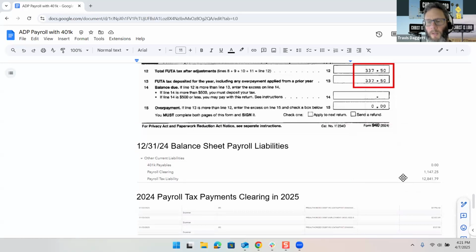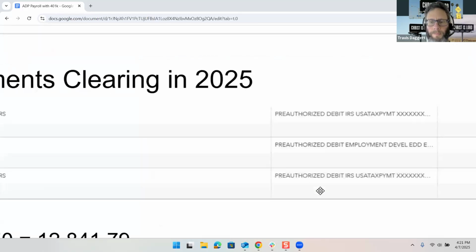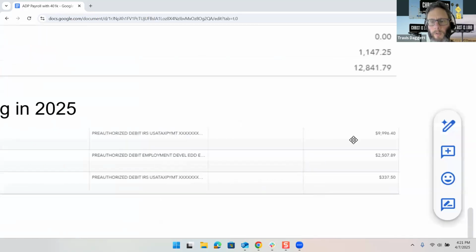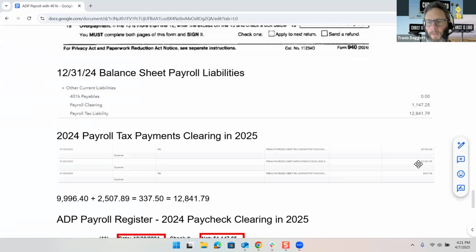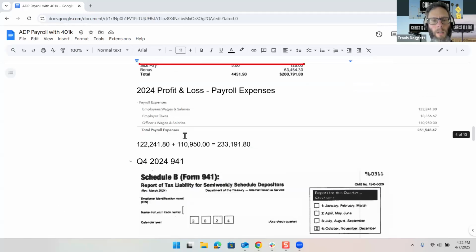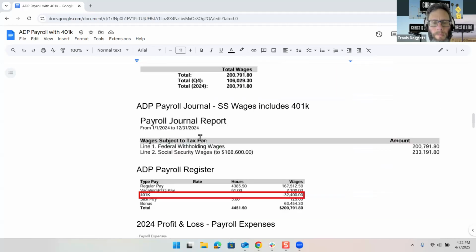So our total is 12,841. So if we look at this, let me zoom in. We have a couple IRS payments, just like we were expecting. There's the $99.96, there's the $337.50, and probably state unemployment, 2507. That makes up the 12. So those clear again on the 3rd of January 2025, just like the others cleared. Where was that? 1/3/24.